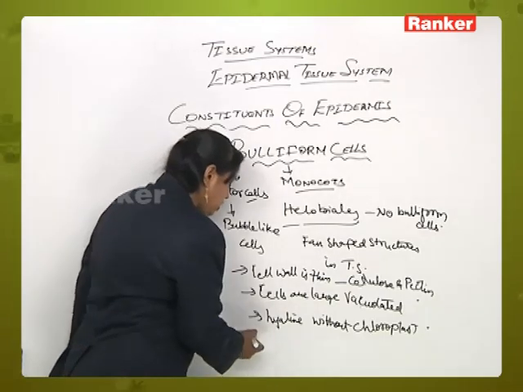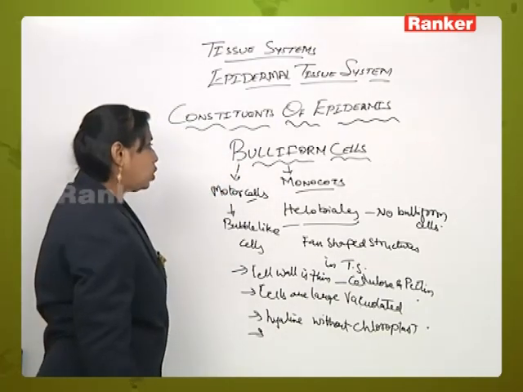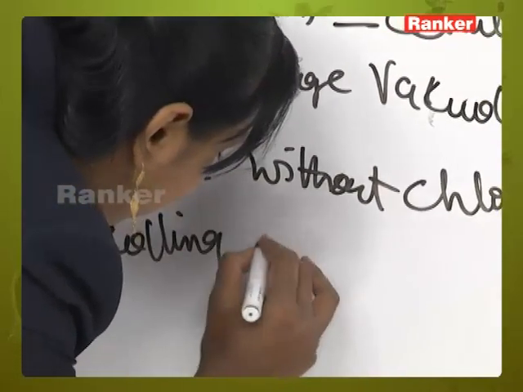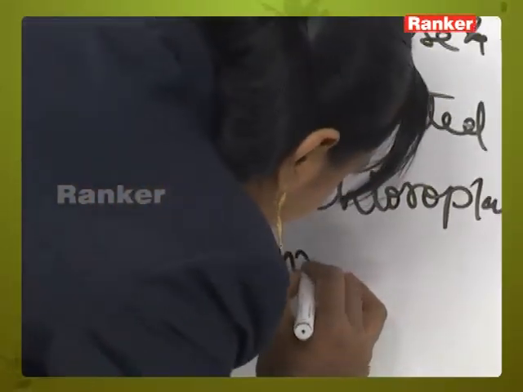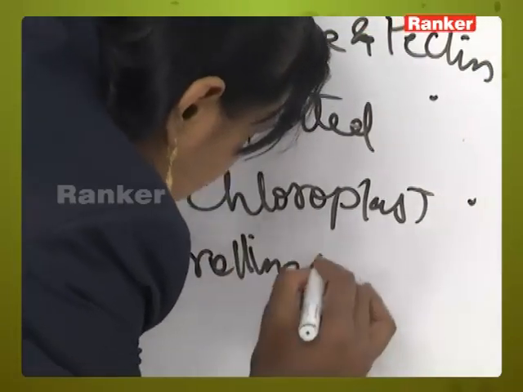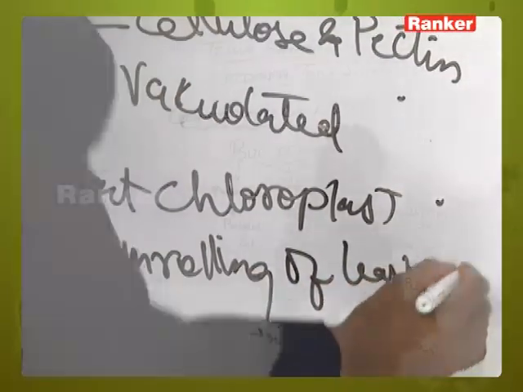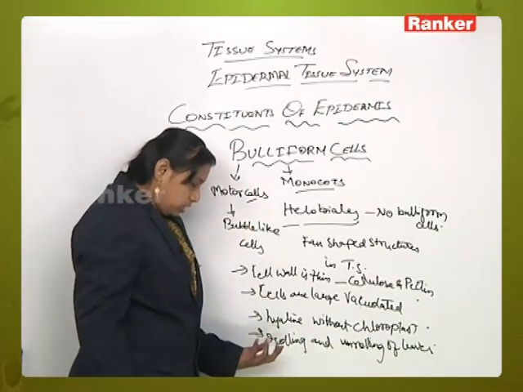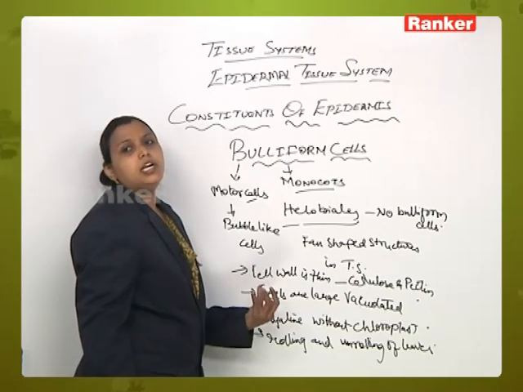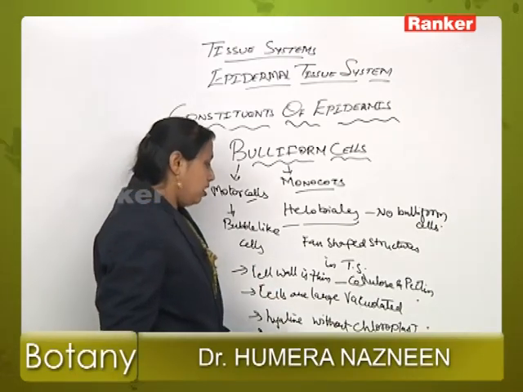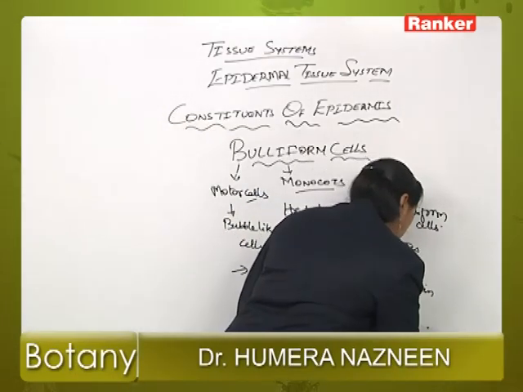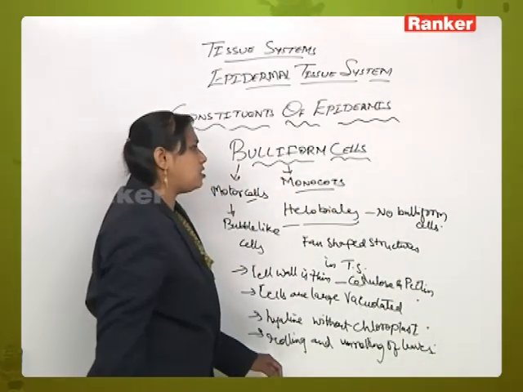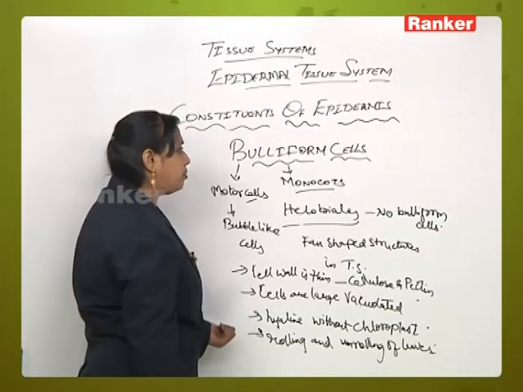And what is the use of these cells? These cells are helpful in the rolling and unrolling of the leaves. Why does this rolling and unrolling of the leaves occur? This is because of the change in the turgor pressure of the leaves.